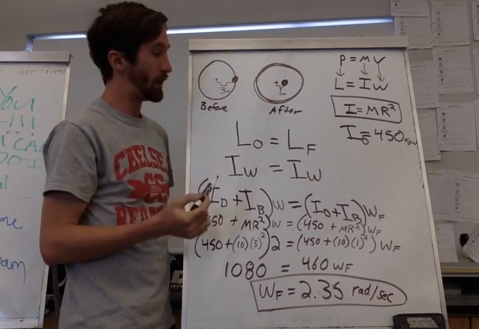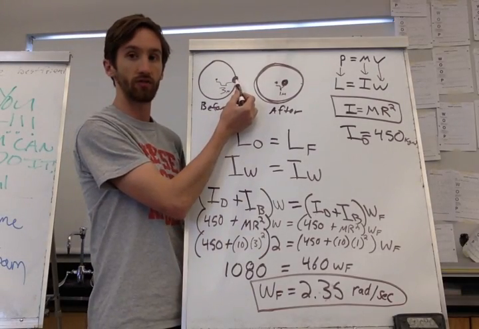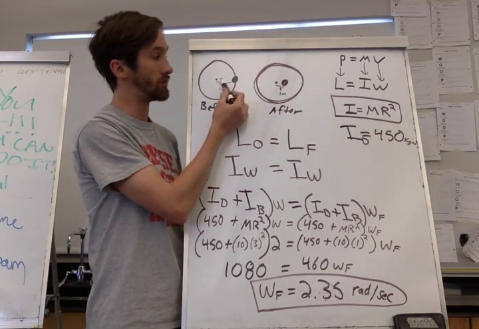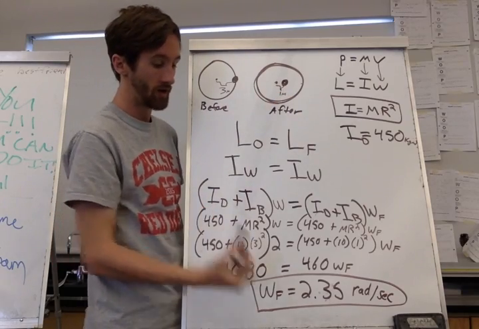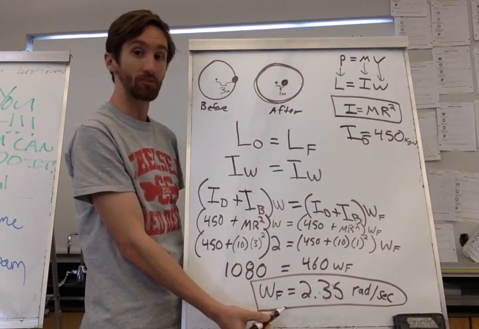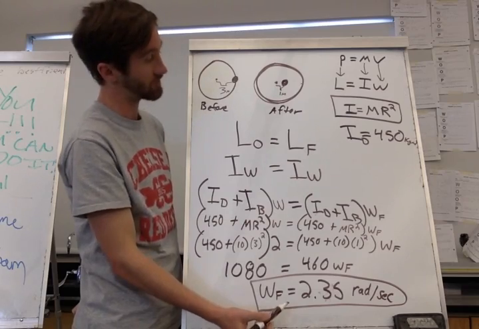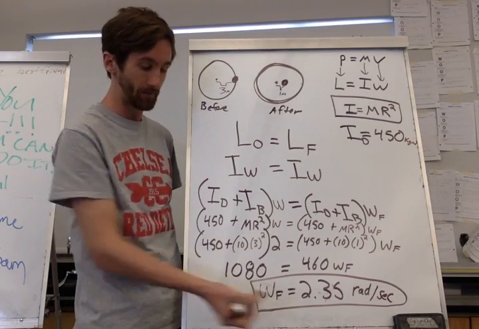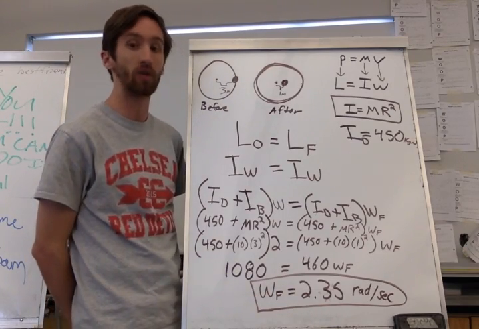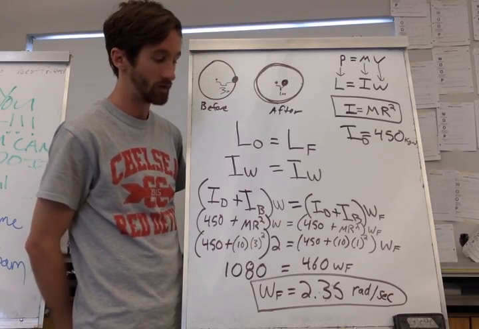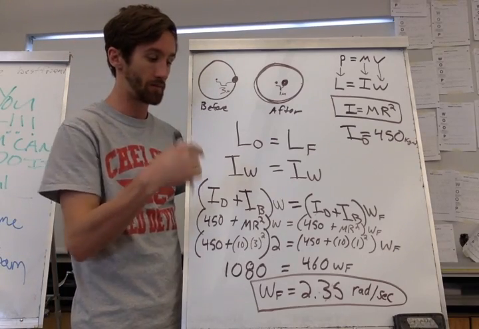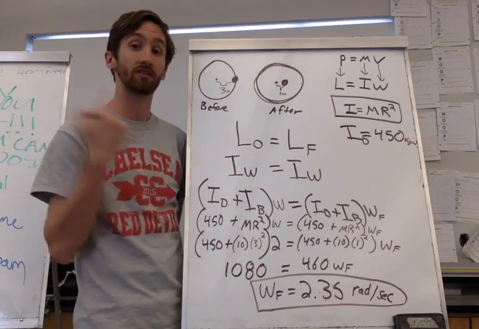So when that bug moves from the edge of the disk into the middle, as we can see here, the whole disk is going to speed up. It was going at 2 radians per second. Now it is going at 2.35 radians per second. So when that bug gets closer to the middle, the whole disk spins faster.